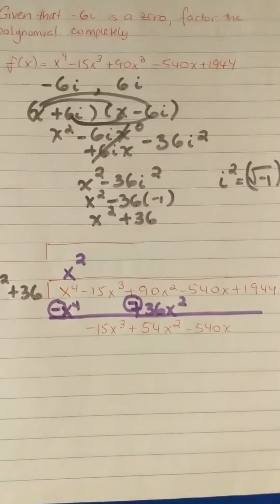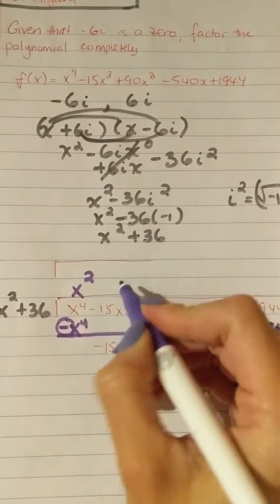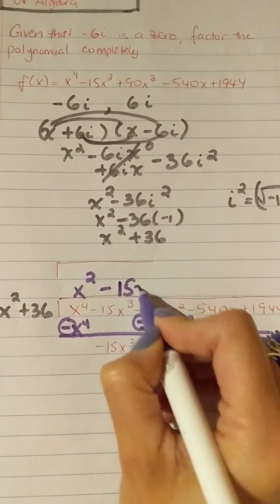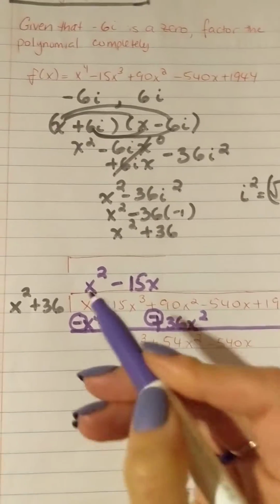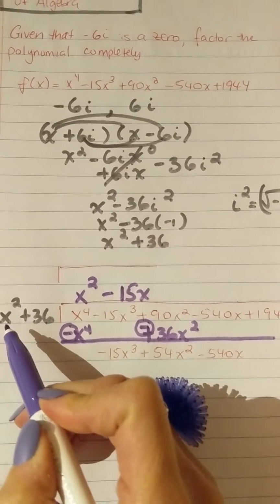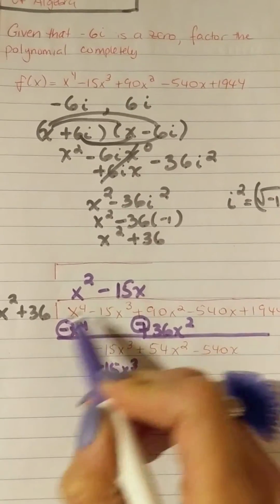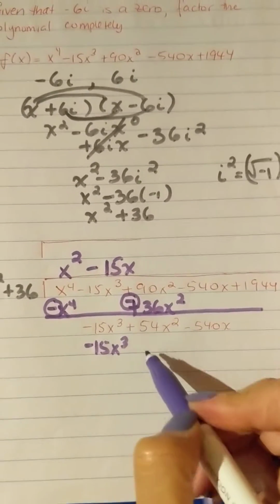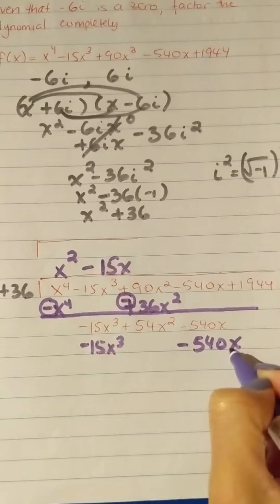You can even sing a song if you want. I won't. Divide: negative 15x to the 3rd divided by x squared gives me minus 15x. Let's multiply that right back and see what we get. Negative 15x times x squared gives me minus 15x cubed, and then times the 36 is going to be negative 540x, which we'll put right here.